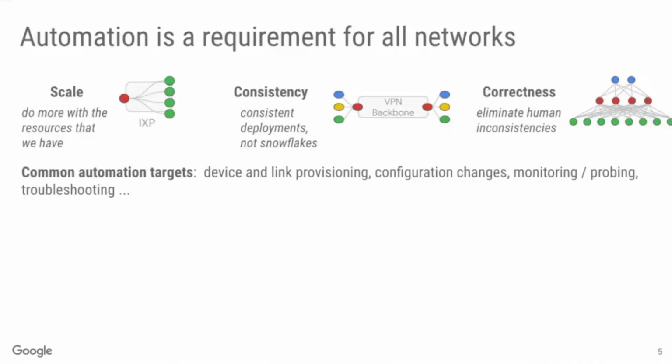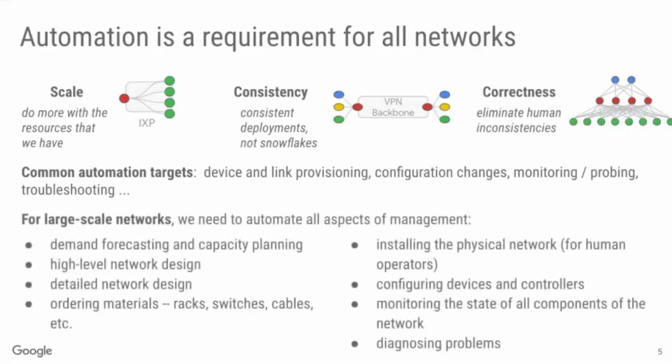And we often think of automation as being targeted at things like device turnups or link turnups, configuration updates, using automation to set up monitoring or probing, using automation to help us collect data to troubleshoot the network when things go wrong. But as you get to larger scale, you see that we need automation in a bunch of different aspects of managing the network, including things like early stages of a network design in terms of forecasting and capacity planning.